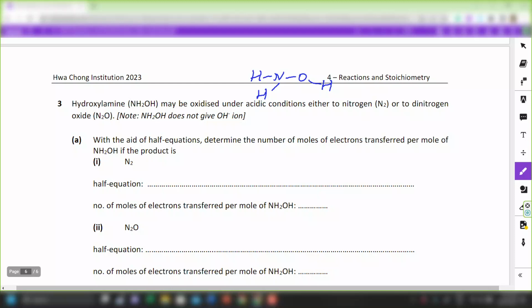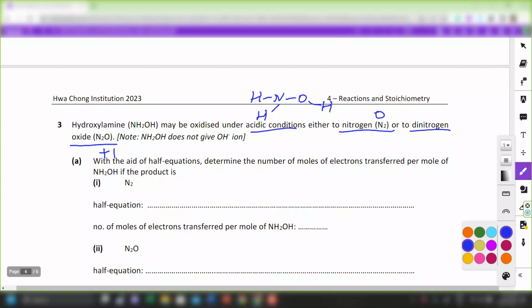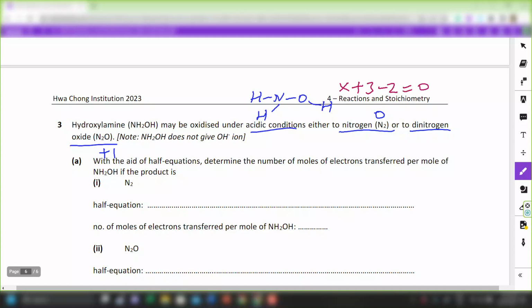You were told that it can be oxidized under acidic condition to give you either nitrogen, oxidation state 0, or nitrogen monoxide, that is N2O. So in our case for nitrogen monoxide, the oxidation state of nitrogen is +1. You might want to determine the oxidation state of nitrogen in the case of hydroxylamine. You can easily calculate it based on what you learned in secondary school. Let it be X, so there are 3 hydrogens, so +3, and then you have oxygen, which is -2, equals to 0. So the oxidation state of nitrogen is -1.